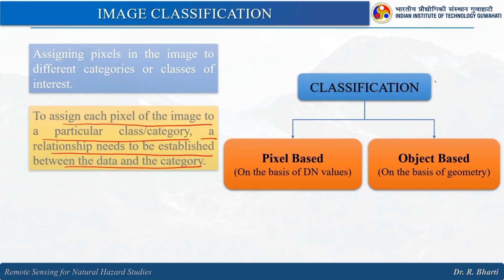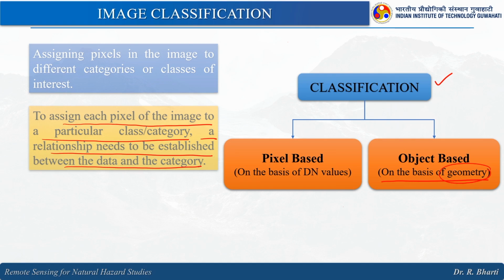This classification is grouped into two major classes. The first one is object based, which is based on the geometry. When we talk about the geometry, that means your spatial resolution should be very, very high. In other terms, we call it fine resolution. When we talk about high spatial resolution, that means the pixel size is very, very small. It should be in centimeters, millimeters, or maybe a few meters. Then we can do it with the geometry.